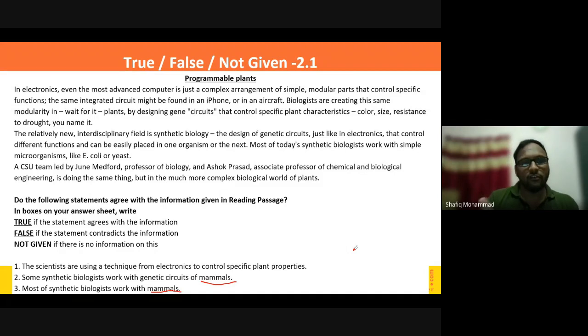Otherwise, if you feel that it is opposite, then it is for some to most. Yes, it can be opposite, but the word mammals is not there. So that is where it goes. Okay, so let's go to the next one.